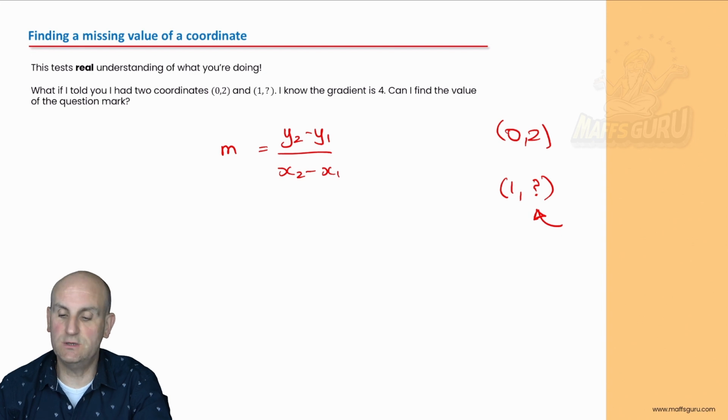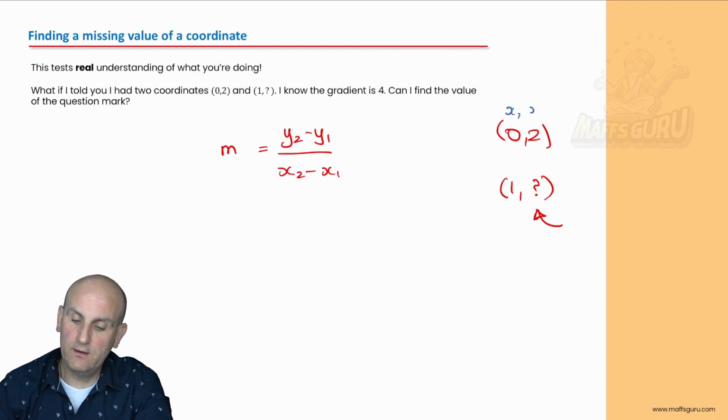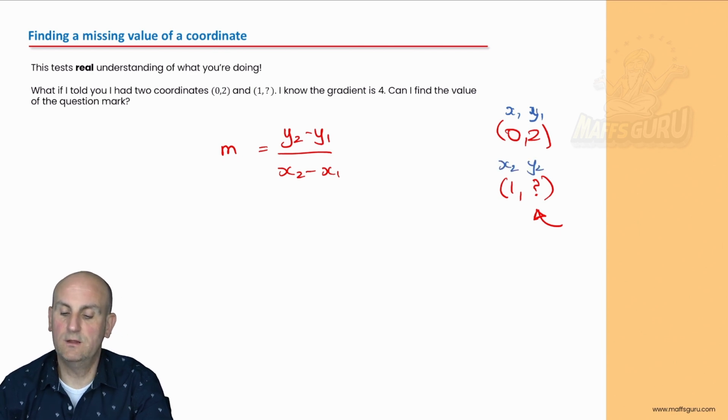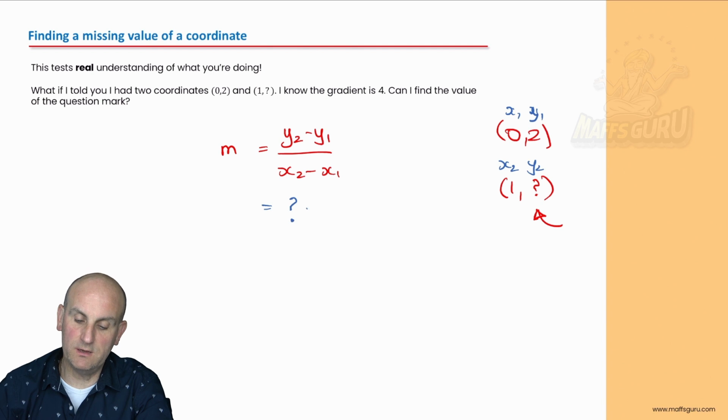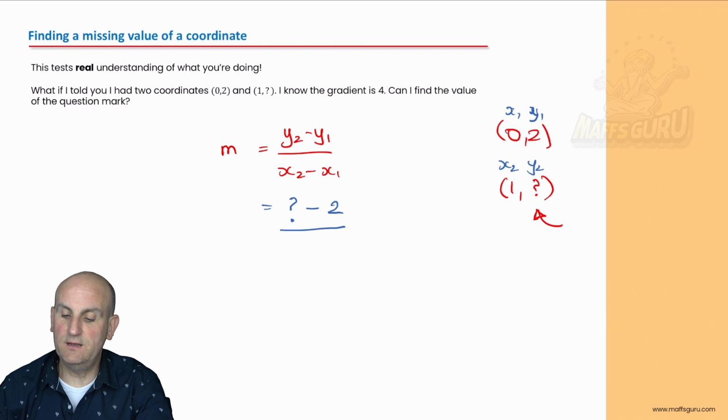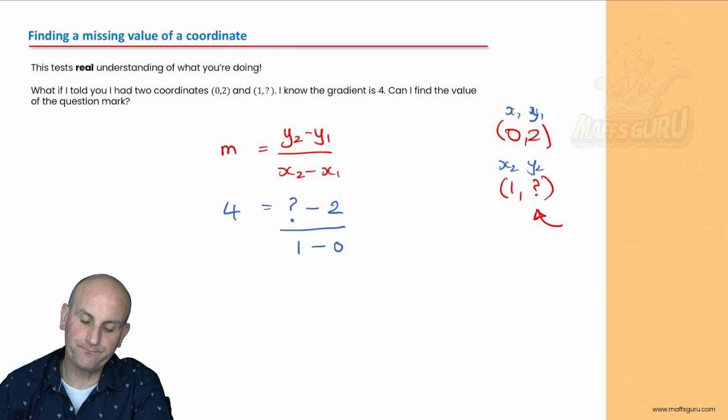Well, you can substitute. So there is x1 and y1, he says, writing that terribly. There is x2 and y2. So I'm now going to substitute what I know. y2, I don't know what it is, so I'll write it as a question mark, minus y1, which is 2, divided by x2, which is 1, minus x1, which is 0, equals m. They've told me that my gradient was 4.